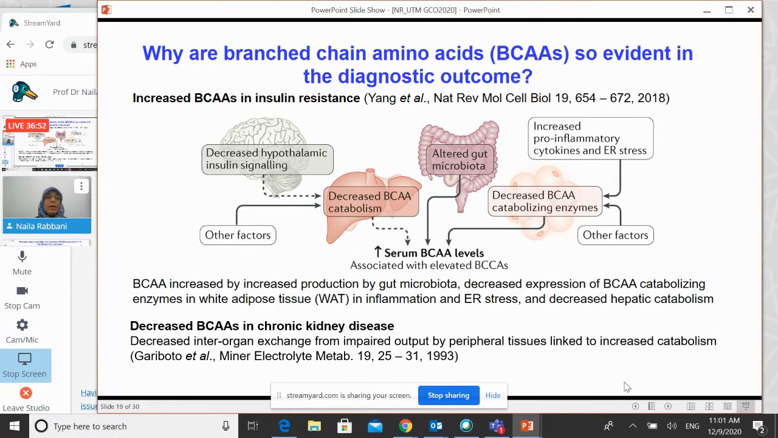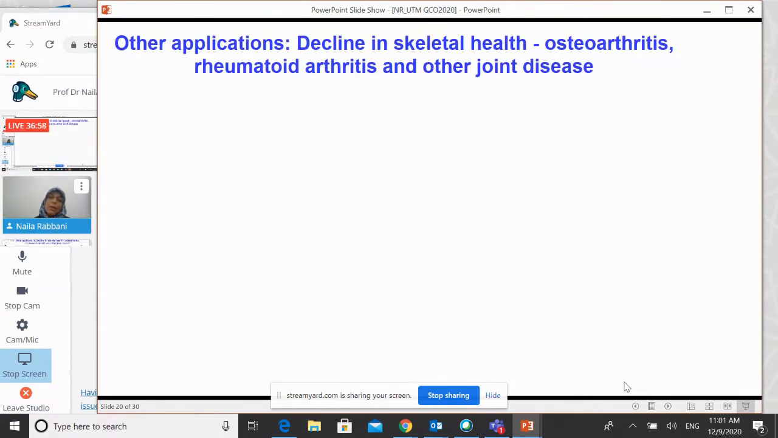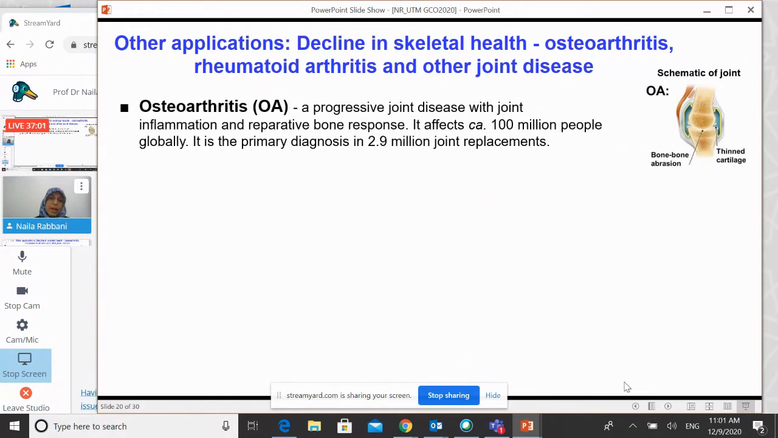So that is why branching amino acids are so evident in the diagnostic outcome. Then we wanted to see how we can apply this diagnostic algorithm to assess decline in skeletal health. For that, we studied osteoarthritis, rheumatoid arthritis, and other joint disease. Osteoarthritis is a progressive joint disease with joint inflammation and reparative bone response.